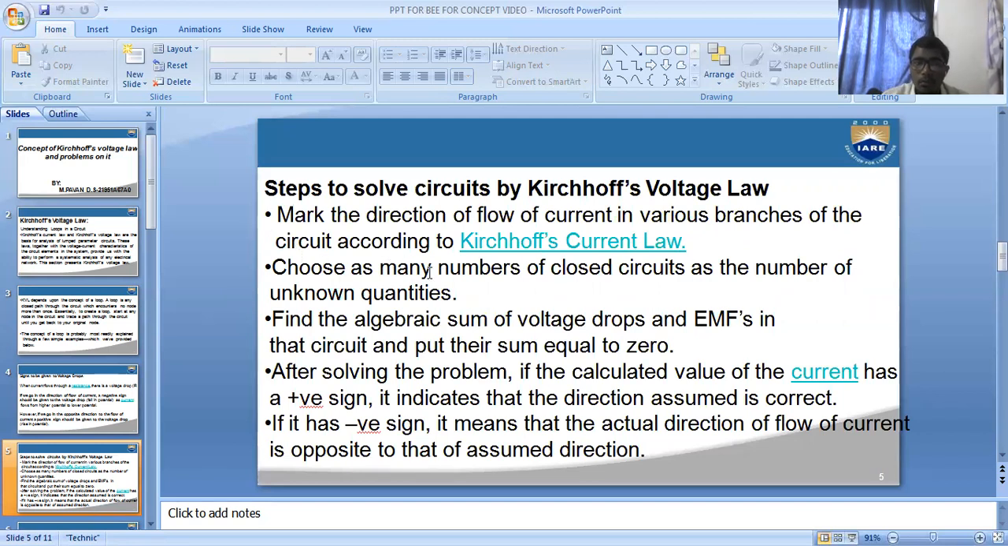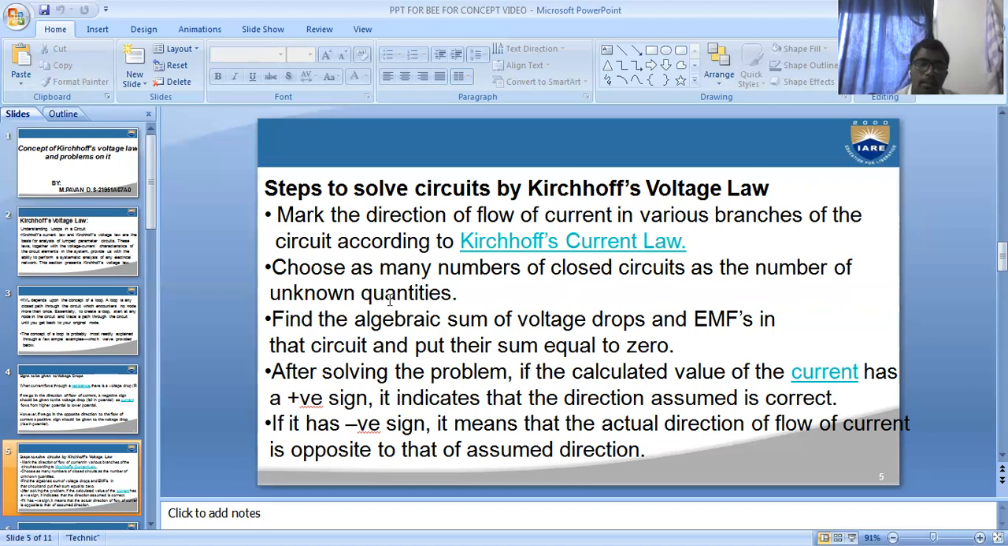Mark the direction of flow of current in the various branches of the circuit according to Kirchhoff's current law. We first need to find how the current flows, because we need to go either in the direction of current flow or in the opposite direction. To know whether we are going opposite or along the direction of current, we need to mark the direction of current flow in the various branches of the circuit. For that, we need to use Kirchhoff's current law, which is mostly helpful for choosing the direction of the flow of current.